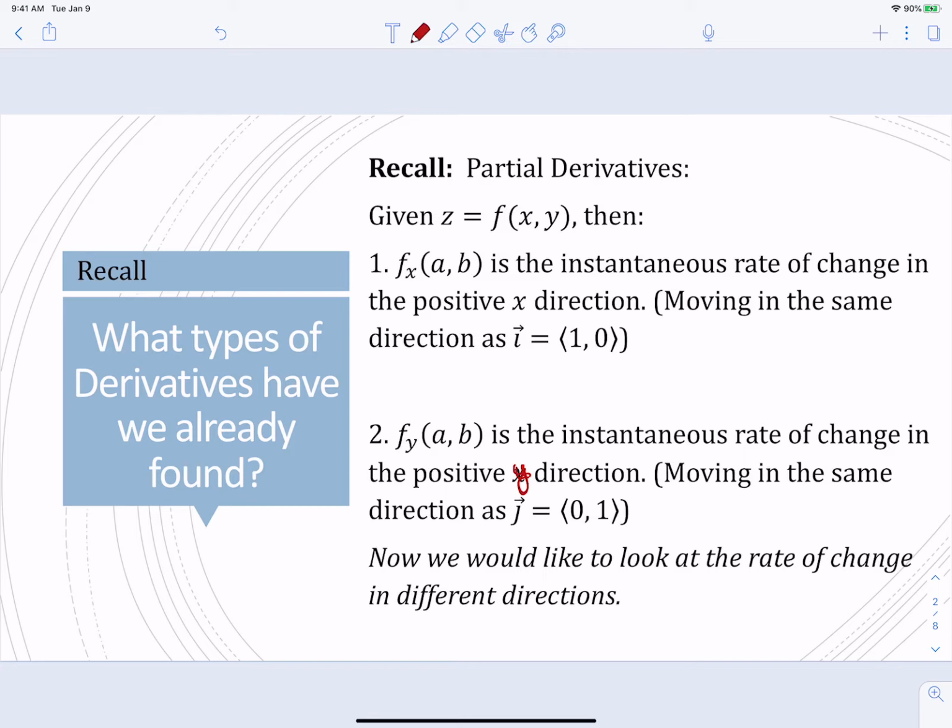Another way to think about these that we didn't talk about in those particular sections is that when we're moving in the positive x direction, that is the same direction as our little unit vector that sits down in the xy plane, 1, 0. Same for our partial derivative in the y direction. That's moving in the positive y direction, which goes in the same direction as our little unit vector j, which points towards 0, 1.